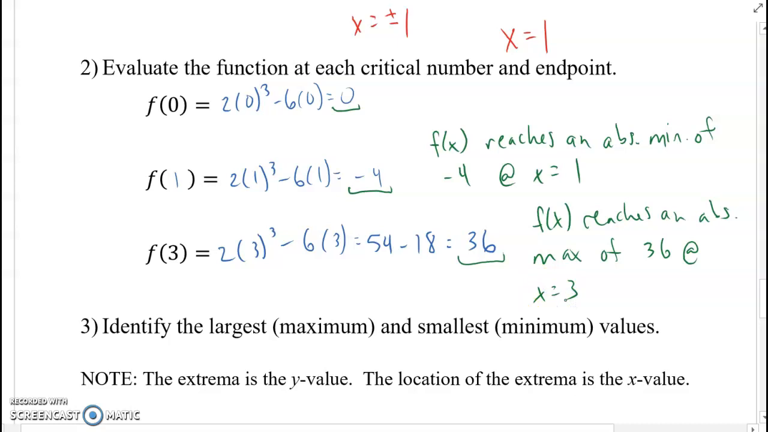We know that there's going to be an absolute minimum somewhere on this closed interval, and we know that there's going to be an absolute maximum somewhere on this interval. And when we test our endpoints and our critical numbers, we determine what those maxes and mins are. Okay, so pay attention to the terminology here. When we're talking about the extrema, we're talking about the y values. We're comparing 0 and negative 4 and 36. Okay, so the largest one is the maximum, the smallest one is the minimum. Sometimes they'll ask where these values occur, and those locations are going to be determined by the input, the independent variable, in this case the x value.